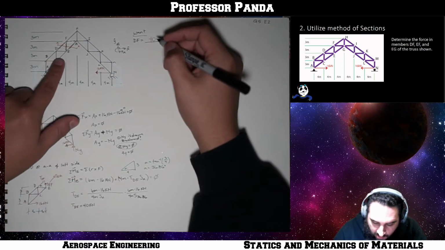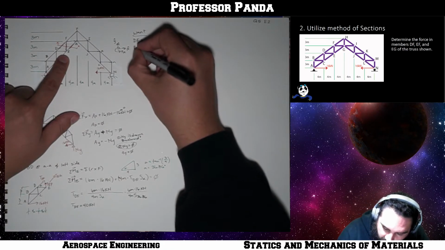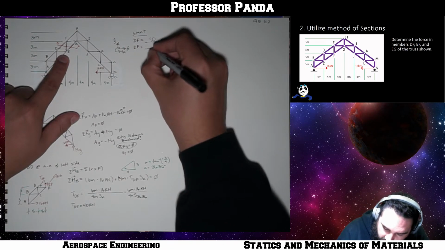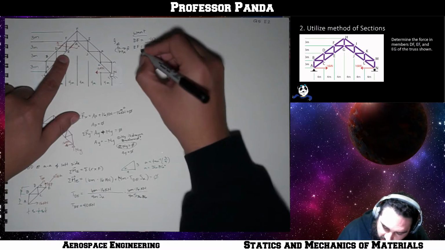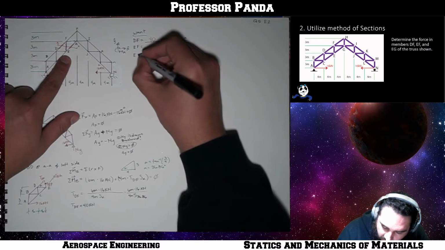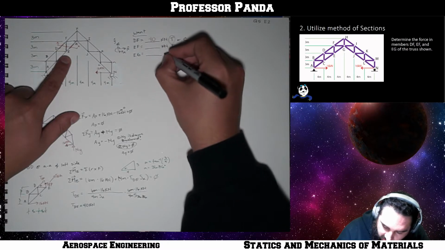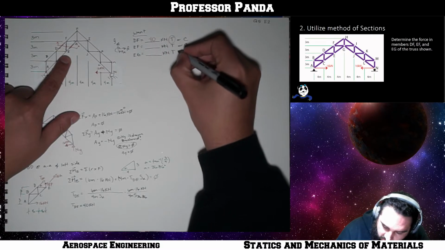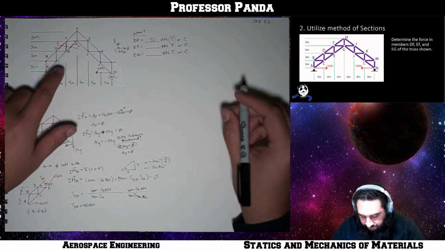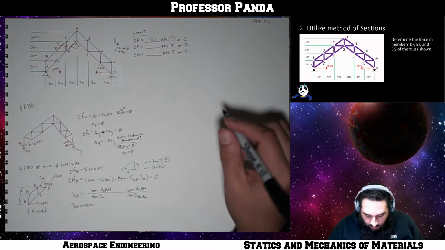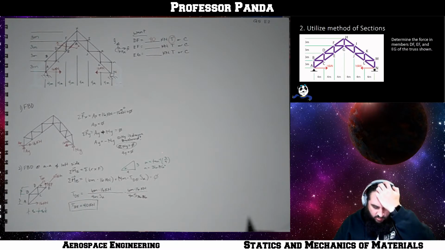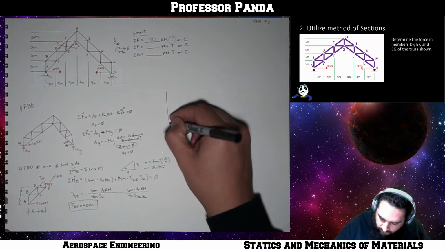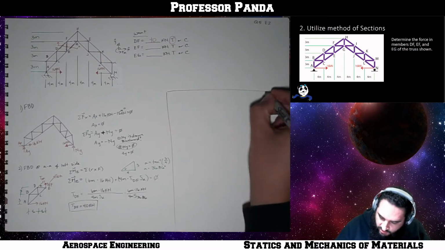Okay, while I'm here, I'm going to go ahead and put in EF, something in kilonewtons, tension or compression, and EG equals something kilonewtons, tension or compression. Okay, box this answer, and now I can move on. What to do next?